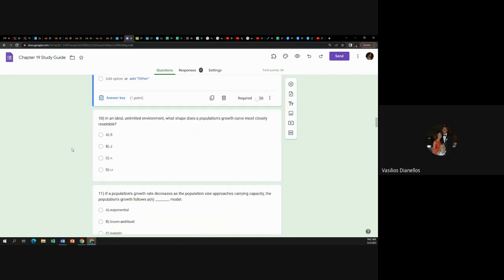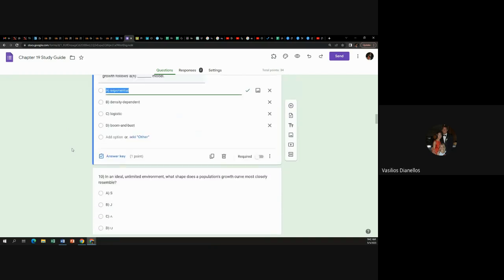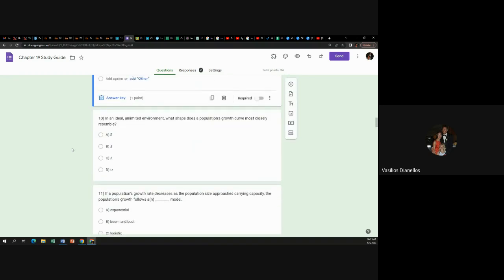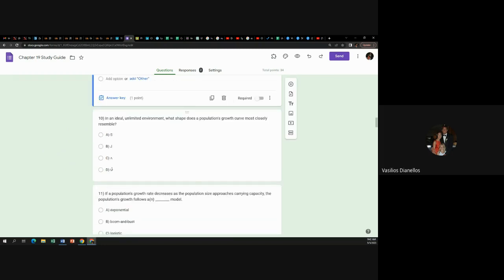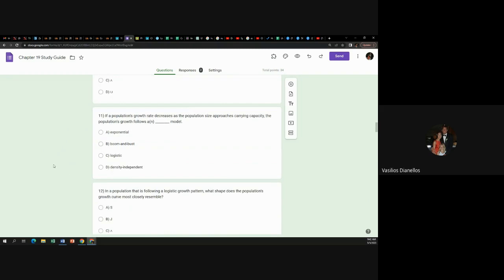All right. In an ideal unlimited environment, so again, here we are talking about exponential growth, what shape does the population's growth curve most closely resemble? Like I say, it's a J, right? Because it's just going up and up and up and up. Unlike an S, right? The J, eventually, as it slows down and starts going straight, that would be an S. But right now, as it's just going up and up and up, that's a J. The other two are just garbage there meant to distract you. Any questions about that?